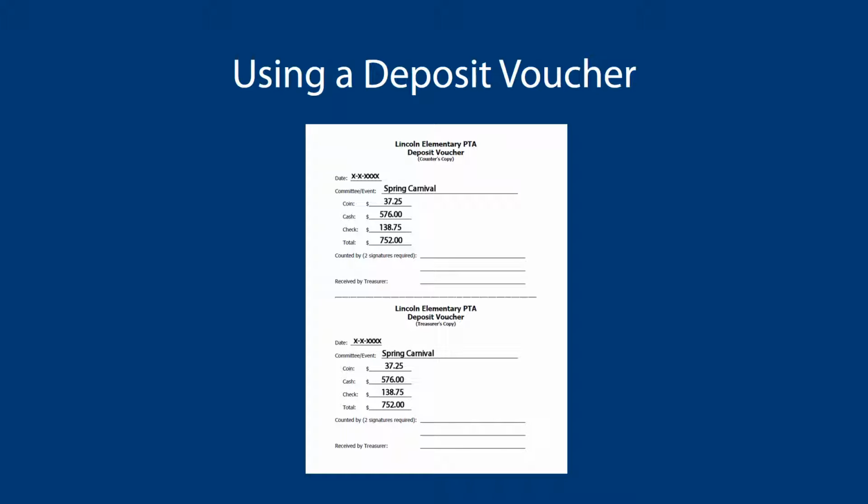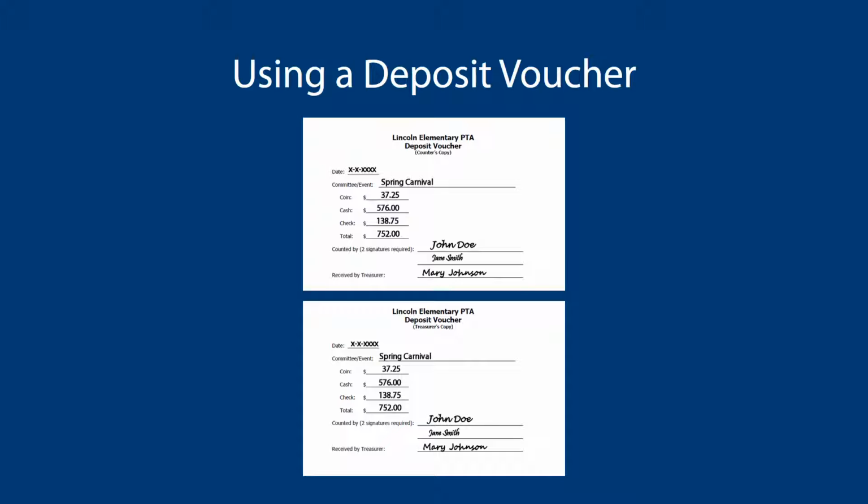The counters then duplicate that information on the bottom half of the deposit voucher and sign their names to both halves of the voucher. At least one of the counters then takes the money collected and the deposit voucher to the PTA treasurer. The treasurer will count the money and verify the amount before the original counter or counters leave, and sign off on both halves of the deposit voucher.